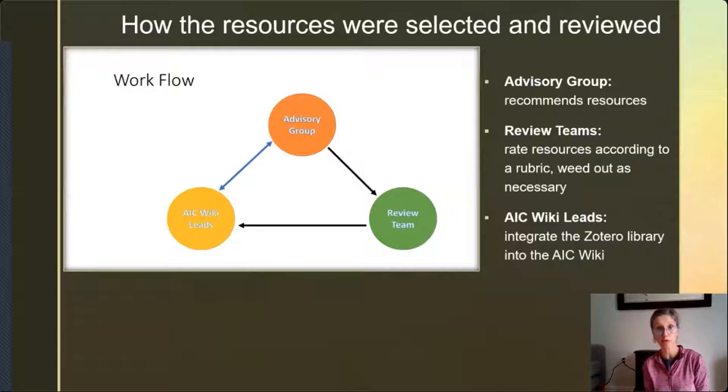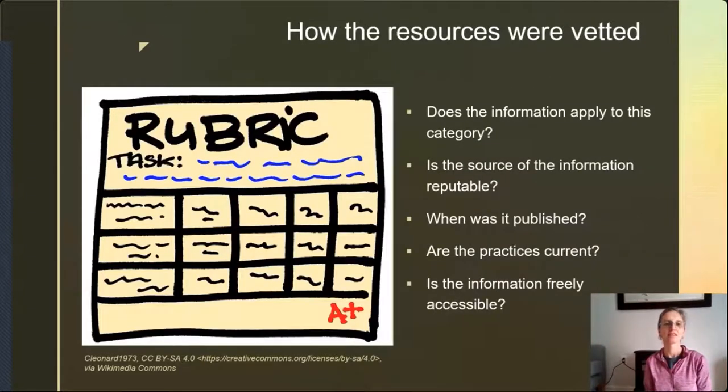Each team of 3 or 4 people was assigned a list of resources from a category or a subcategory. Each team member used a pre-established rubric to rate the resources on their list. The rubric took into account several factors. How applicable is the content to this specific category? How reliable and well-regarded in the professional field is the source that published the content? Is this content up to date? Are these practices current? How accessible is the content? Do you have to pay?